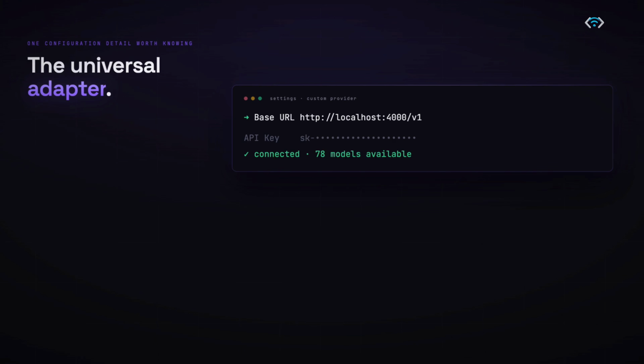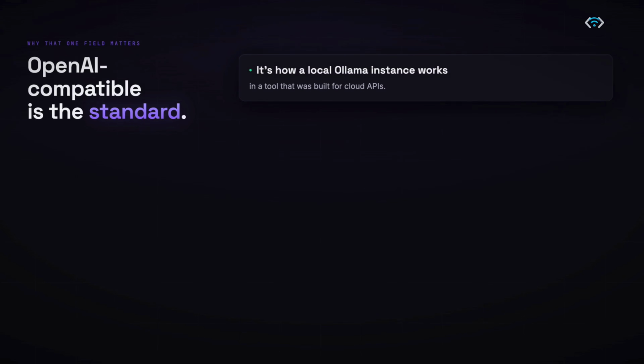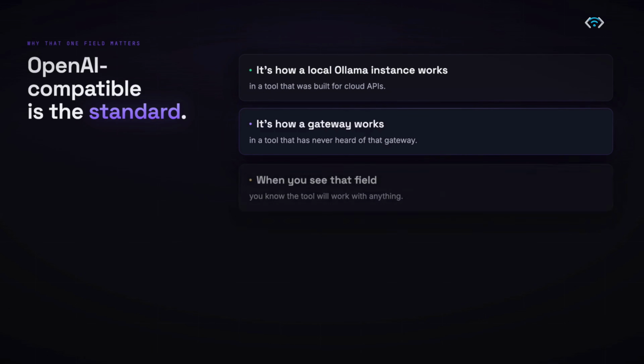One more configuration detail worth knowing. Almost every extension here supports a custom OpenAI compatible endpoint, a field for a base URL and a key. That single field is the universal adapter of this entire ecosystem. It's how a local Ollama instance works in a tool built for cloud APIs, and how a gateway works in a tool that's never heard of it. When you see that field, you know the tool will work with anything.